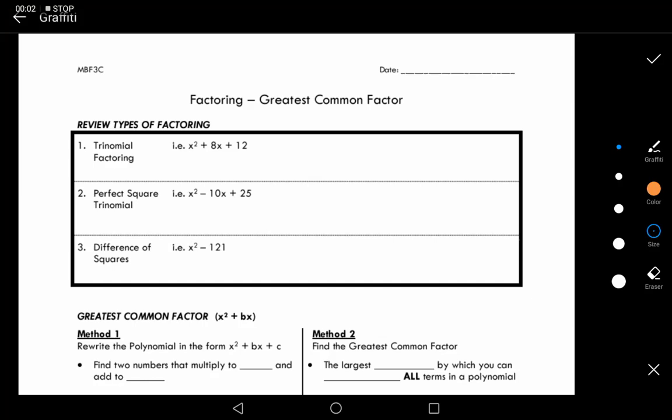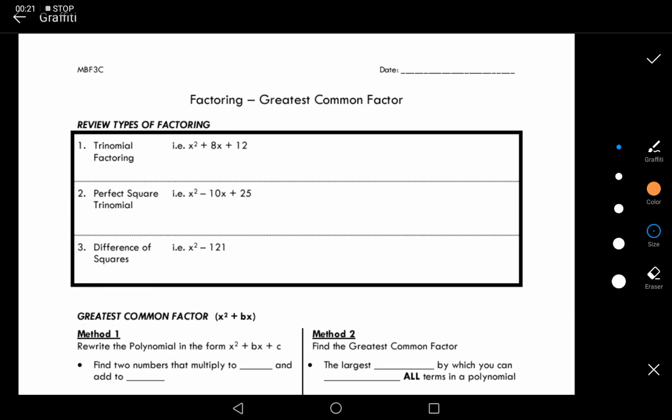This is the fourth note of Unit 3, continuing with this topic of factoring, specifically talking about the greatest common factor. So in the last note, we talked about 3 different types of factoring. I just want to review those quickly. The first was trinomial factoring.